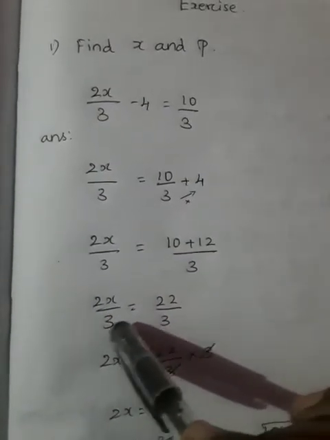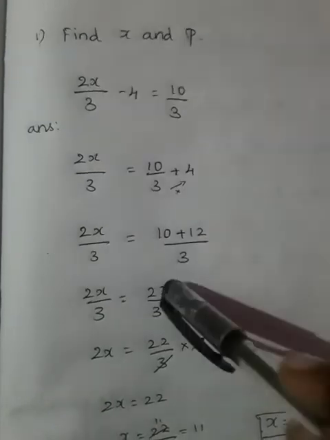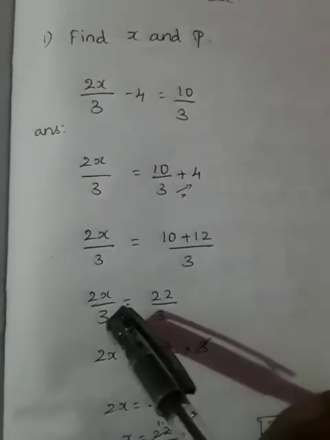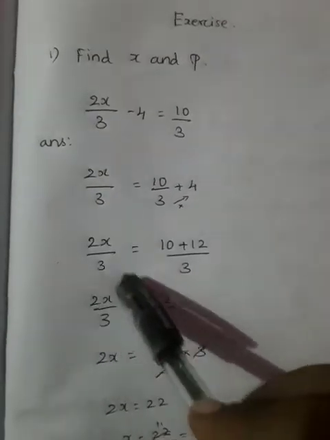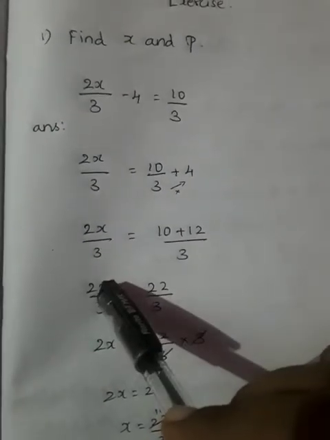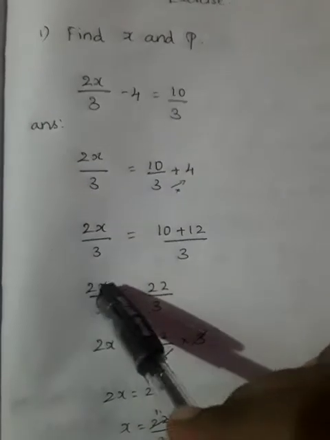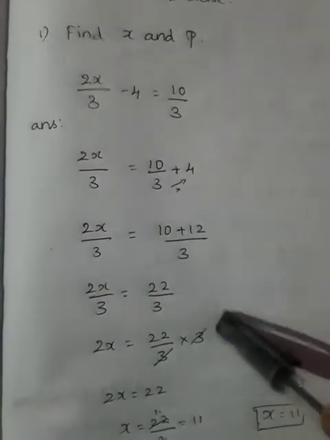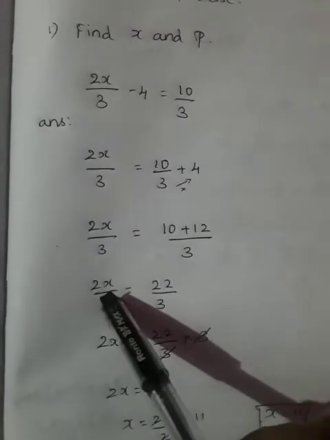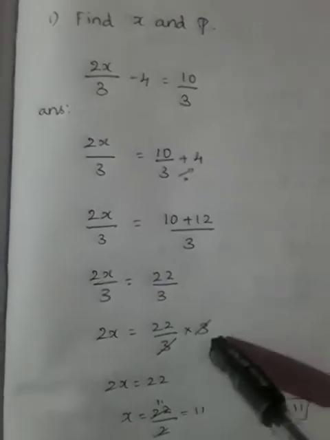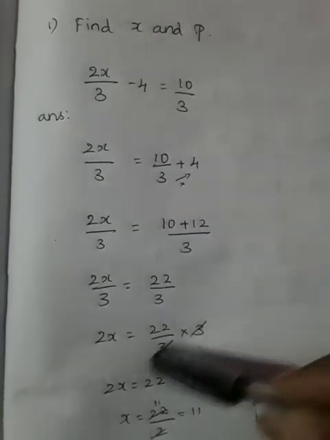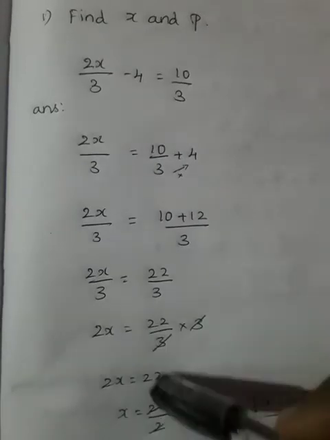Now 2x by 3 is equal to 10 plus 12, which is 22 divided by 3. I just simply added. After that I need x alone, so I keep 2x alone and transport this 3 to the opposite side. This 3 is in the denominator, so if you are transporting, it will go to the top as a numerator. That's why I wrote it as into 3. Got it? If you are transporting a denominator to the opposite side, it will go to the top as a numerator. Now 3 ones are 3, 3 ones are 3, so 3 and 3 get cancelled. So 2x is equal to 22.